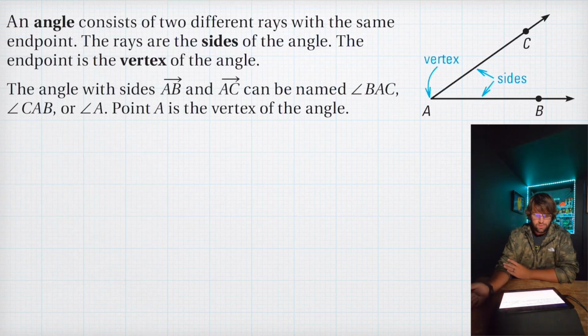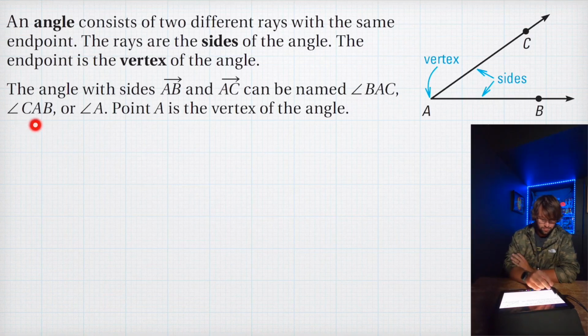An angle consists of two different rays with the same endpoint. The rays are the sides of the angle. The endpoint is the vertex of the angle. The angle with sides ray AB and ray AC can be named angle BAC, angle CAB, or angle A.